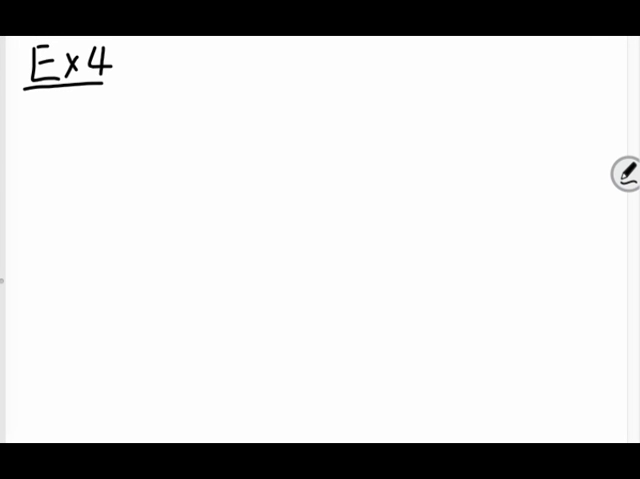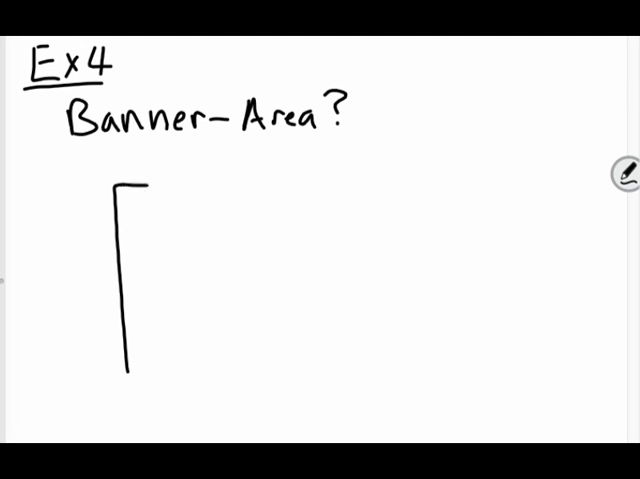Example number 4 is pretty easy. It says find the area of a rectangle of a banner. Okay, so there's a banner that they give us and they want us to find the area of it. But instead of telling us what the dimensions are, it says the banner shown is 2 1/2 feet wide, and 5 feet high.